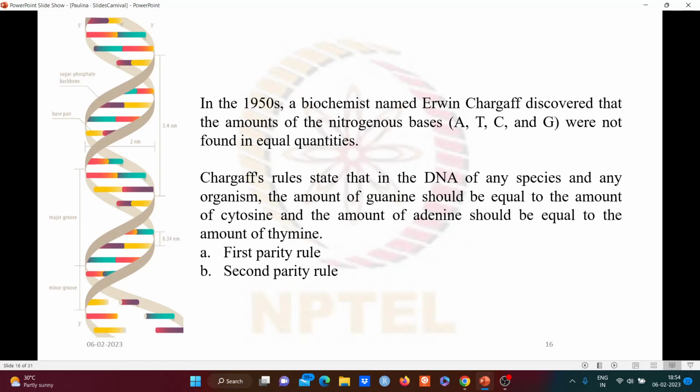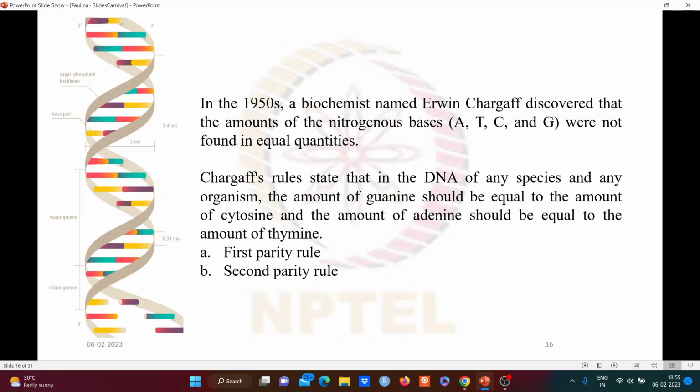So in the 1950s, a biochemist named Erwin Chargaff discovered that the nitrogenous bases, that is adenine, cytosine, guanine, and thymine, were not found in equal quantities. That is, he didn't see all of them being equal. There are varying quantities or concentrations among these four nitrogenous bases. Further, he also observed that the amount of A is always equal to the amount of T, and the amount of C is always equal to the amount of G.